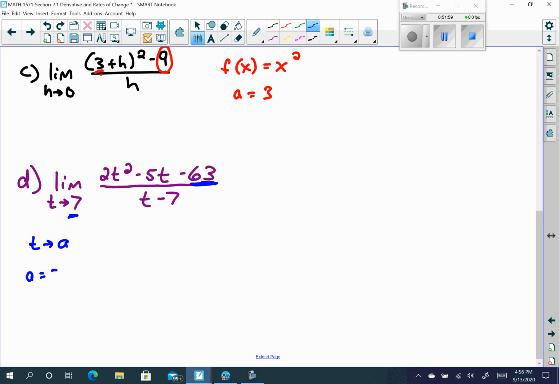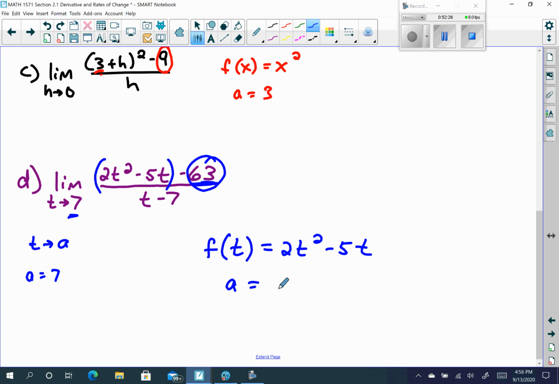So right now we know that a is 7. So when we see this last number here, we know that 7 just got substituted into what? And chances are it's just going to be those first two. Because if I try this, 2 times 7 squared is 49. 2 times that is 98. And then this is 35, and 98 minus 35 will give me 63. So here my function, in this case f of t, is just equal to 2t squared minus 5t. And a is a special t value, which is 7.